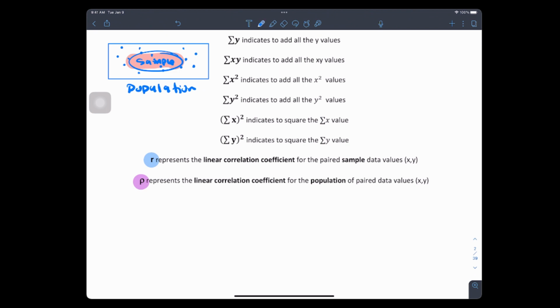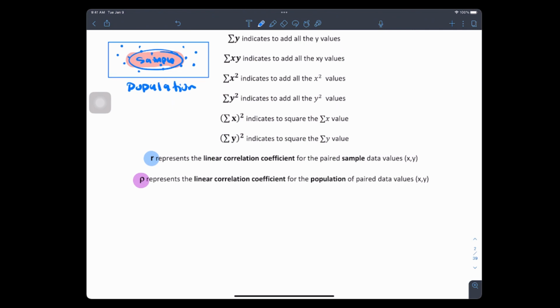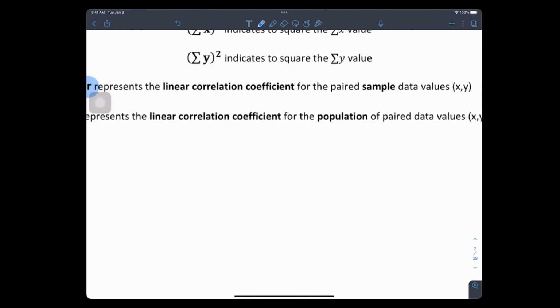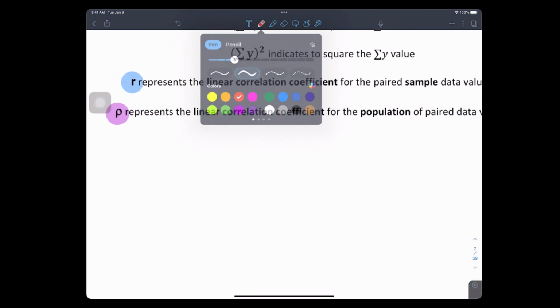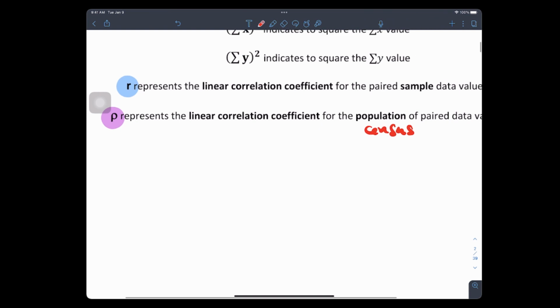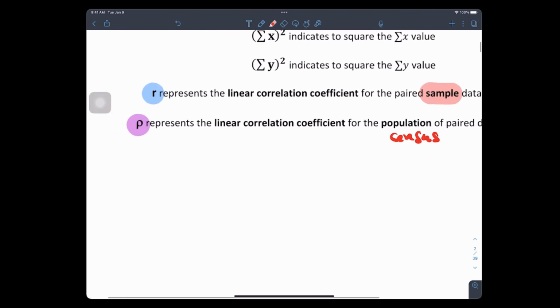Well, rho is really a parameter. It's another parameter. It's the linear correlation coefficient for the population for paired data values if you were to take a census. So remember that idea. You can't take a census. Too expensive, too time consuming. So you end up taking a what? Sample. R is the linear correlation coefficient for paired sample data values. So this is kind of a formal and informal thing. Rho is really a measure of whether there is a linear correlation. You want to think of it that way. So is R. They're measures of whether there's a linear correlation.